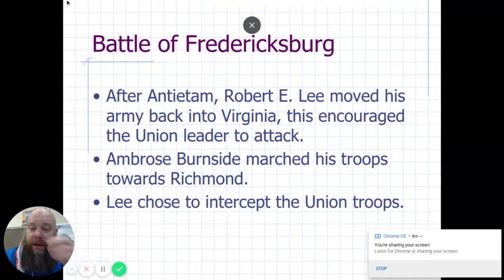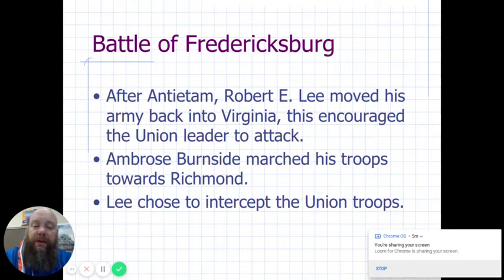But today we're talking about not the very, very end of the war, but we're getting closer, because Robert E. Lee is moving his army back into Virginia after Antietam. And this is really encouraging. Basically, the South is on the run. And the North is like, all right, now's the opportunity that we've got to really take it to them.